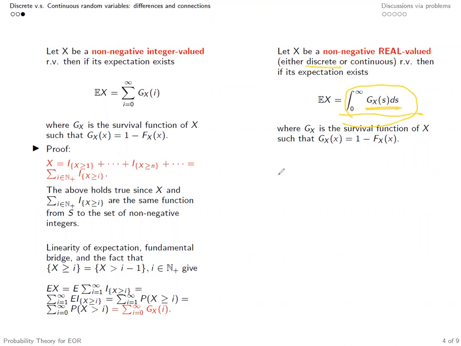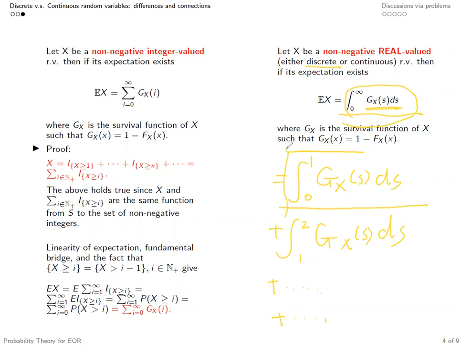Well, this is true because we can decompose this Riemann integral by first integrating from 0 to 1, and then integrating from 1 to 2. We sum them together, and 2 to 3, and we keep going. So it's the same. This will give the same integral value if this expectation is well defined.